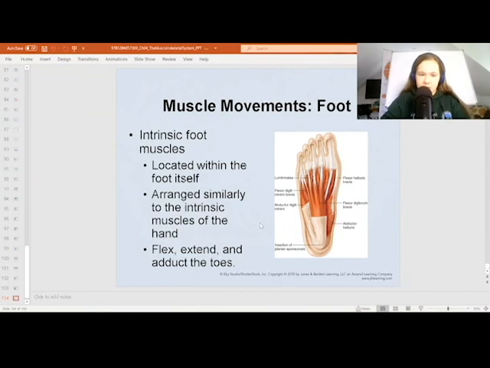The intrinsic foot muscles, located within the foot itself, are arranged similarly to the intrinsic muscles of the hand. These flex, extend, and abduct the toes.